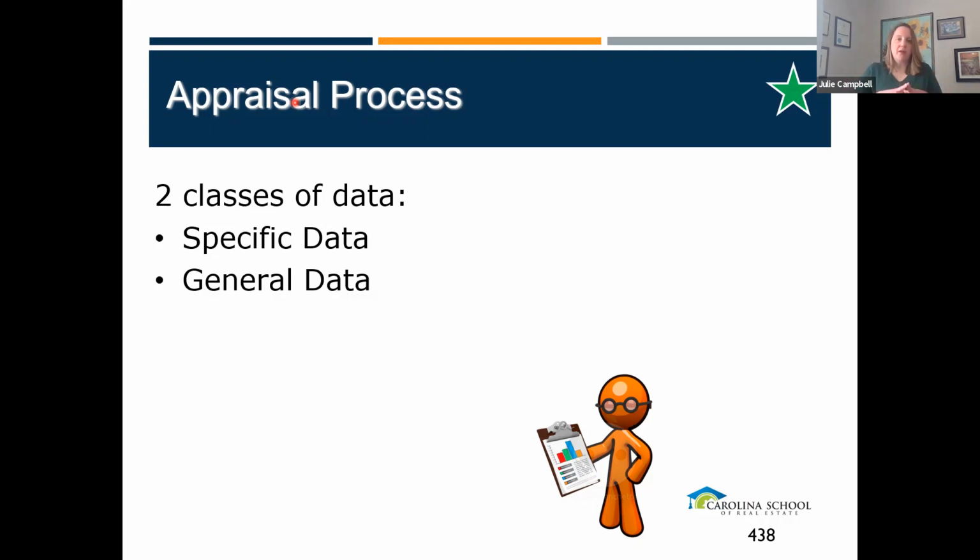You put a value on 123 Main Street, the house next door may have a different opinion. The house across the street is going to have different features. So it's specific to that property. We're going to learn in just a minute that property is what we refer to as our subject property. That's the property I'm studying. General data is the appraiser gathering information about the neighborhood, the area, the subdivision, what the amenities nearby are, public transportation, infrastructure, et cetera.